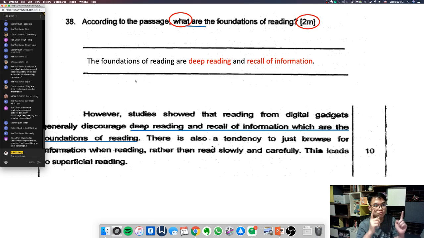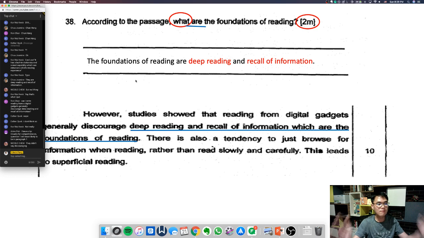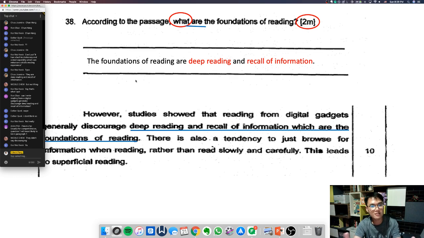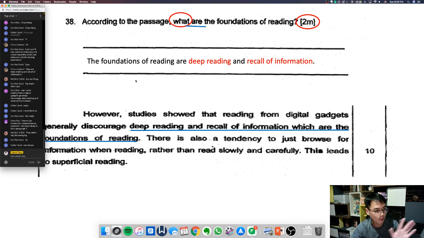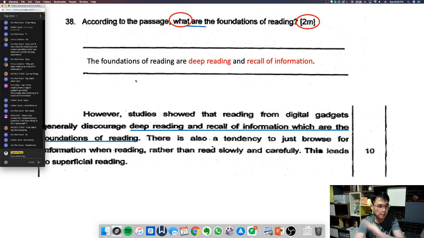So Genesis, you must read the question because the question is king. What the question asks for, you must give. So what are the foundations? The foundations are this and that. 2 marks. Okay? So Genesis, your answer does not give the question what it wants. Okay? I hope you understand, Genesis. "Reading from digital gadgets generally discourage deep reading and recall information" is wrong. Okay? It's wrong. 0 marks for that. Okay?